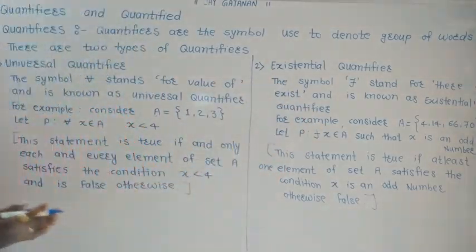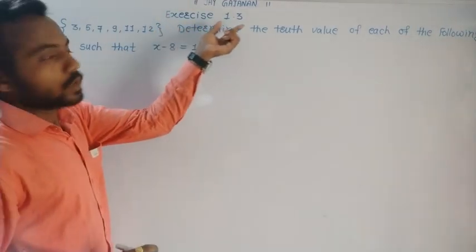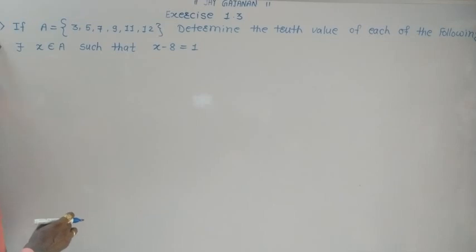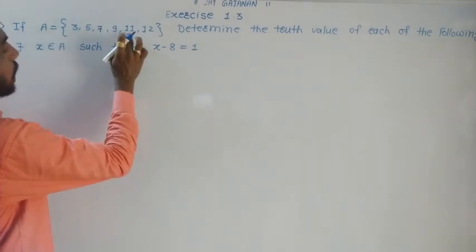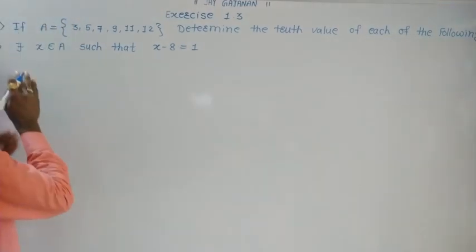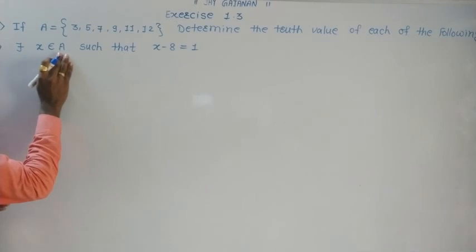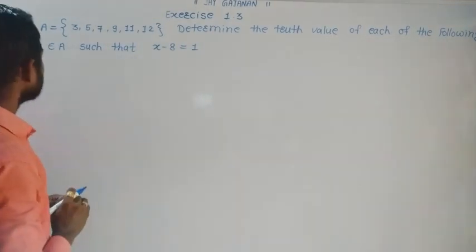Now, start Exercise 1.3 as per the new syllabus. Question number 1: if set A has elements 3, 5, 7, 9, 11 and 12, determine the truth value of each of the following. Now here the statement is: there exists x belonging to A such that x minus 8 is equal to 1.